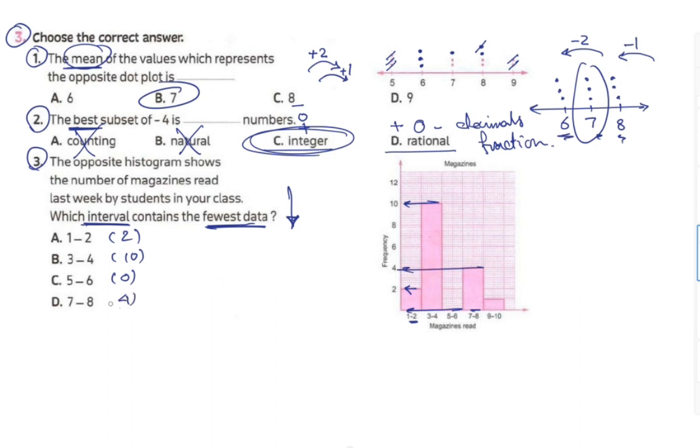Question 4. Which one is the fewest? Of course 0, so you choose this one. 5, 6. This interval has the fewest data. Now we finish this part.